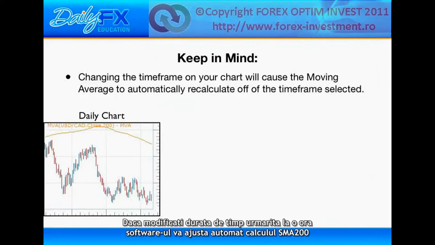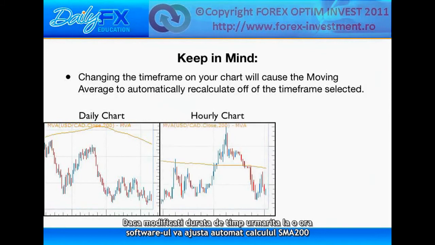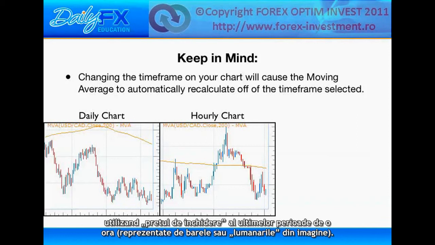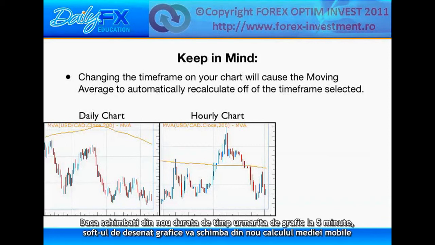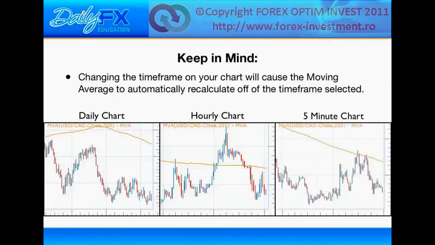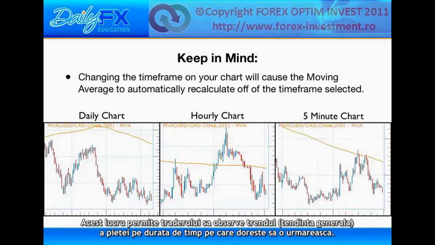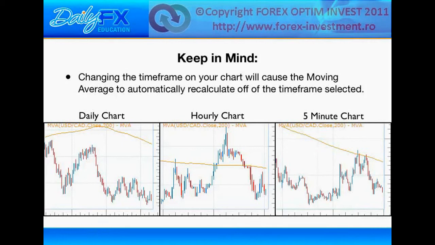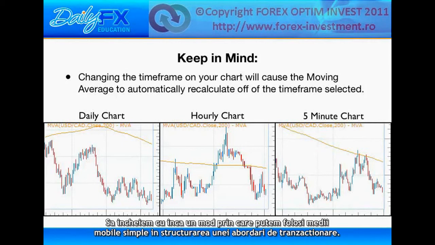But if you then change the time frame to an hourly chart, the charting package will automatically be updated by taking the closing prices of the last 200 hourly candles, or bars, and divides that sum by 200. If you change the chart once again to a 5-minute chart, the charting package would add the last 200 5-minute closing prices and divide that sum by 200 to calculate another 200-period simple moving average. So this allows the trader to automatically see the general trend of the time period they wish to see in their trading. Let's close with one more way we can use simple moving averages to set up a trading approach.